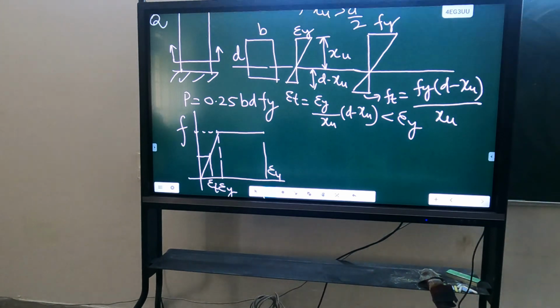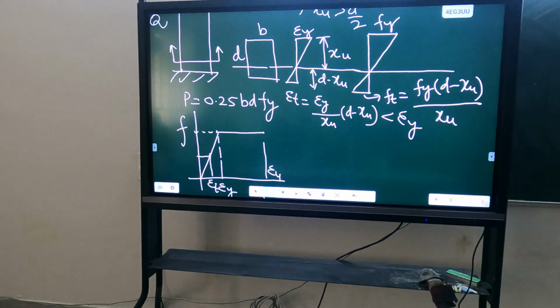If axial force is applied, 0.25 BDFy, what will be the strain? 25% of that capacity I have applied. So how much strain will be there under axial load alone? That will also be 0.25 epsilon y. So due to axial force, it is 0.25 epsilon y. How much additional can you take? 0.75 epsilon y to take care of the moment. That moment you have to determine, which will limit the strain within epsilon y.